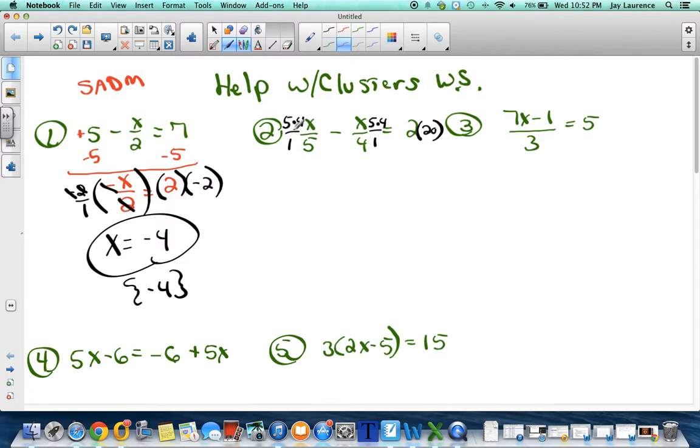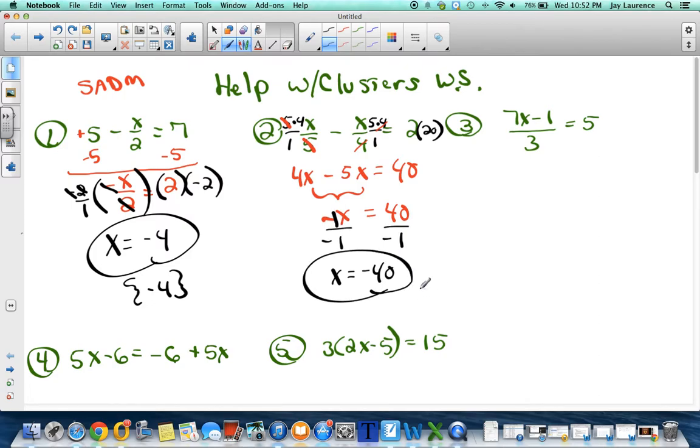Why might I do that? Well, here it might be easier to see that the 5's are going to cancel. 4 times x, 4x. Here the 4's are going to cancel. X times 5, well, that's 5x. 2 times 20 is 40. Now I'm going to combine like terms and get a negative x. That'll equal 40. I remember that this is a negative 1x, so I can divide by negative 1 on both sides, and then x will equal negative 40.